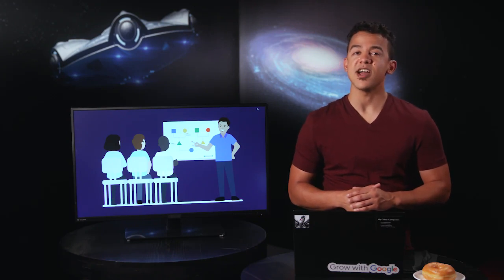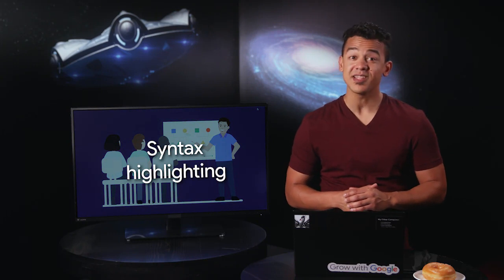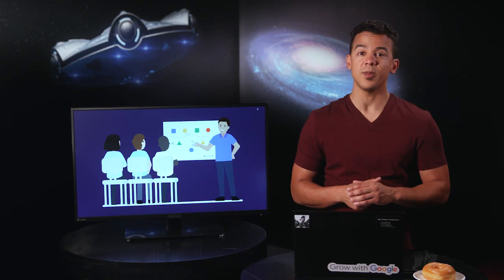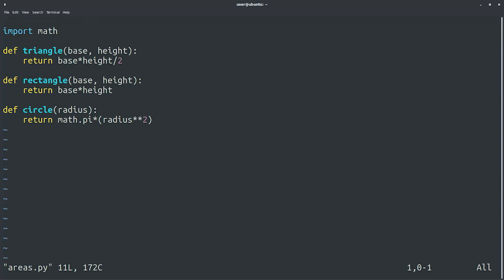One of the most basic extra features in code editors is called syntax highlighting. This means that the editor recognizes the language we're writing our code in and highlights the pieces of code that make up the syntax of the language. Let's take a look at this in a text editor called Vim, which is available on Linux. Vim includes syntax highlighting. So if we open the areas.py file that we showed earlier inside Vim, we'll see that the code includes colors highlighting the syntax.